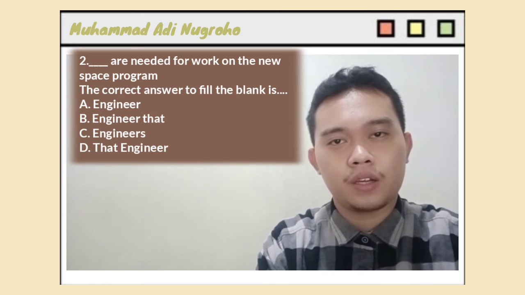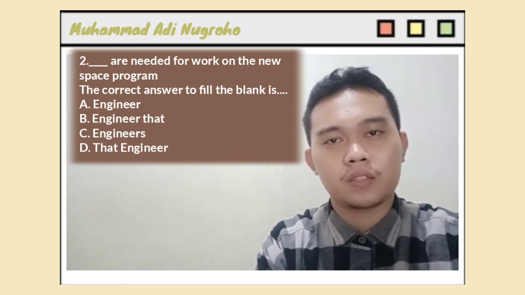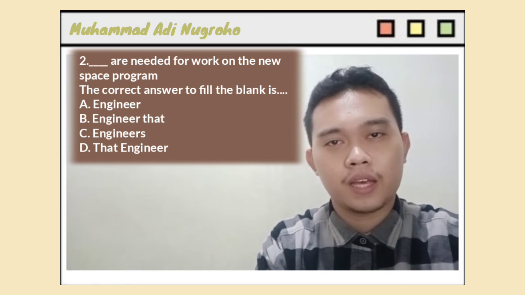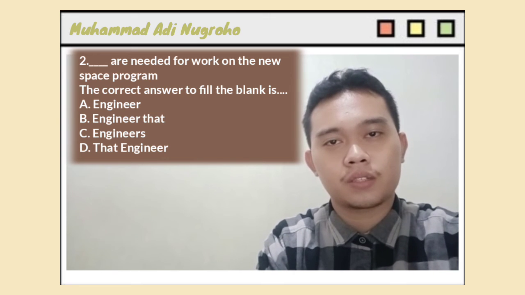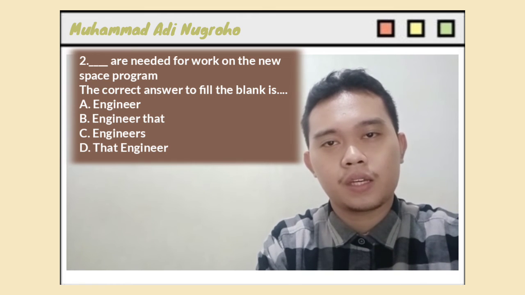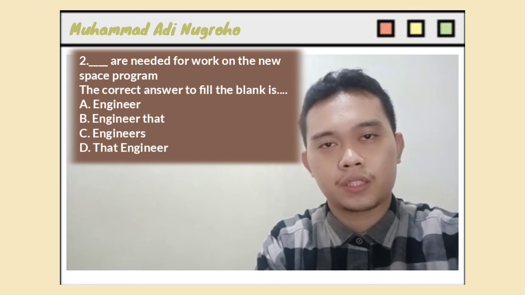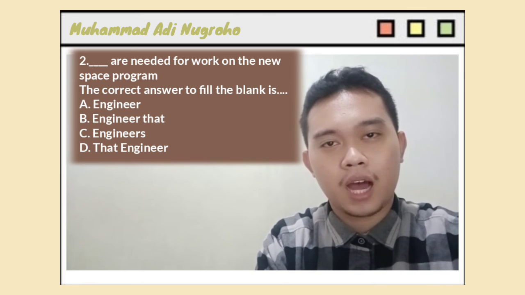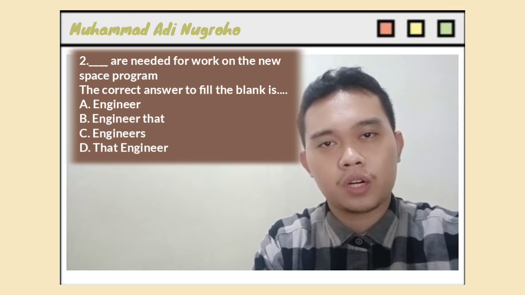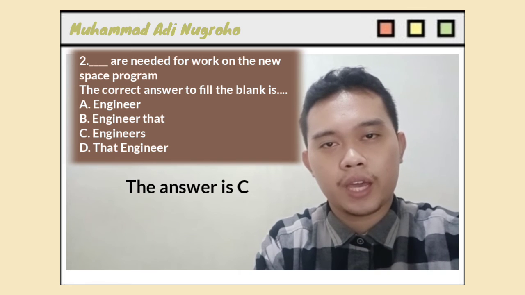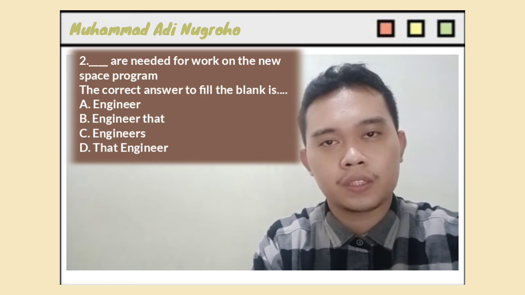B and D, of course, are not the answer because there is the word that. That is a connector of two clauses. Well, this has only one clause. And then there is A and C. A. Engineer. C. Engineers. We see the to be, are. Are is for plural, not singular. So the answer A is not correct. The answer is C. Engineers.